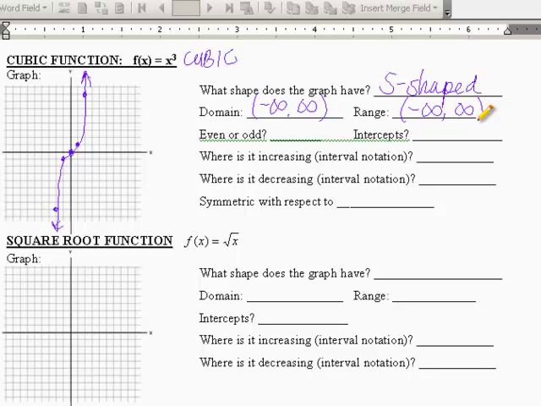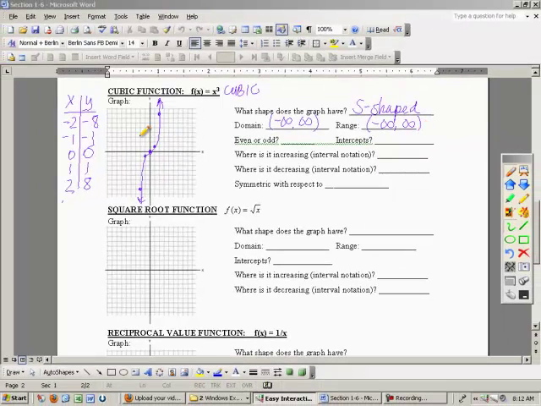Is this even or odd? Well, if I look at this graph, I can't reflect it over the y-axis, but I can rotate it around the origin. Therefore, this is an odd function. And I'm going to come down here too and say it's symmetric to the origin. Because you'll notice if I take that and rotate it around the origin, I would get the same graph again. The intercept, the only place it touches the x-axis is at the point 0, 0.